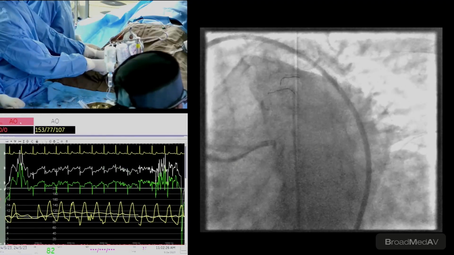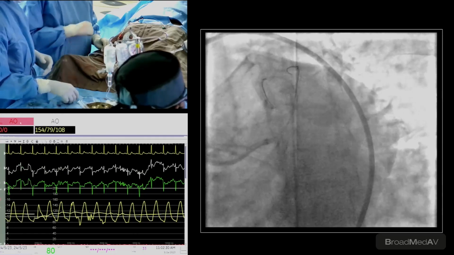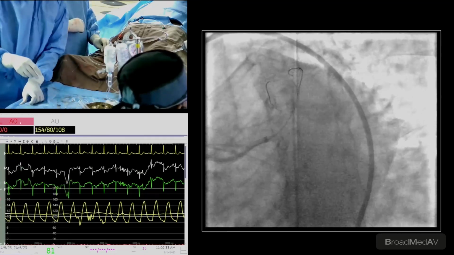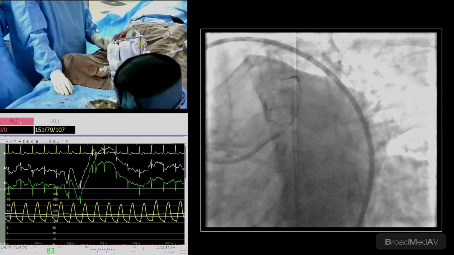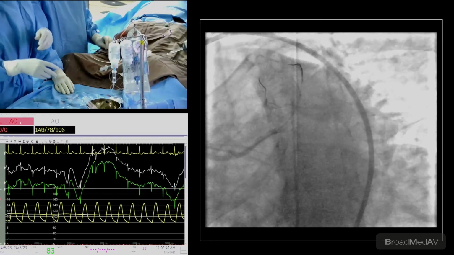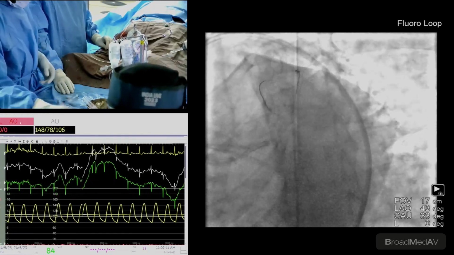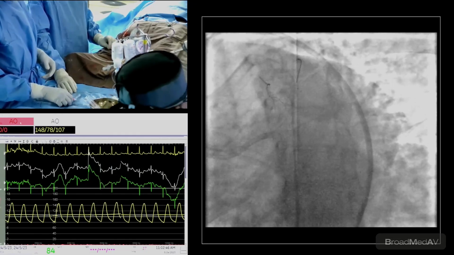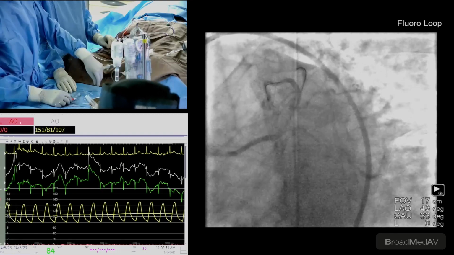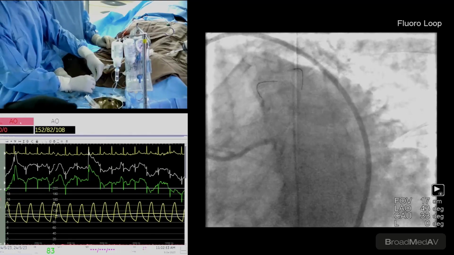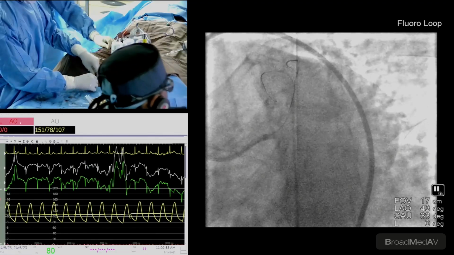So let's go to the cranial. Get the same balloon, please. 2.5. Hopefully it'll cross. If not, we'll need a New York tour. Keep it New York tour ready. Semi-compliant, give the semi-compliant. Even 210 is also okay. Shorter balloon to cross 210. That's the LAD. No? Okay.